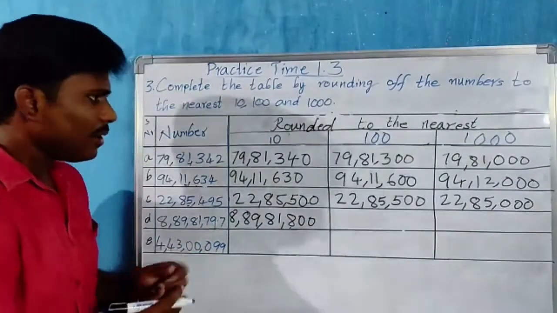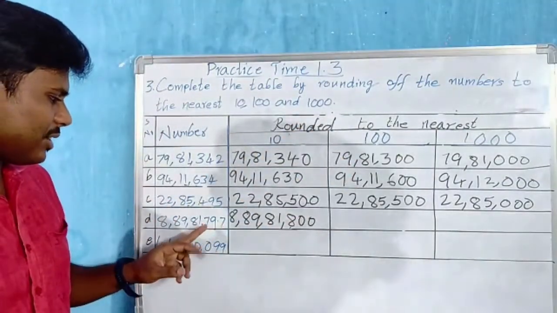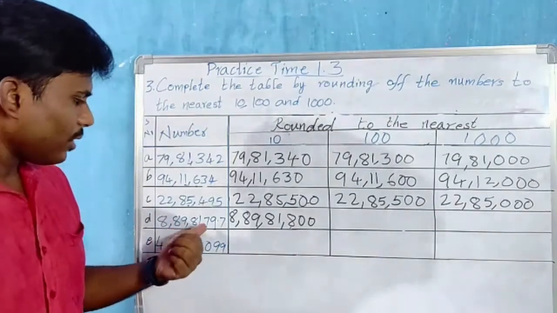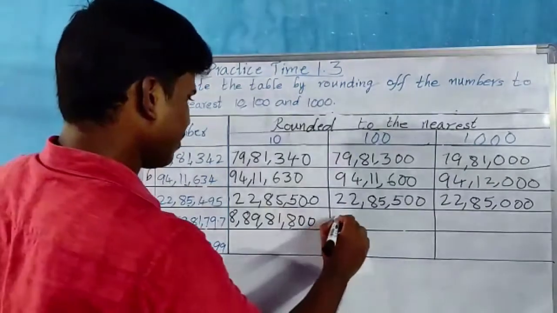Okay, next hundreds. Nearest hundreds means ones, tens, hundreds. This is our place. What do we have to do? Let us write the remaining digits.